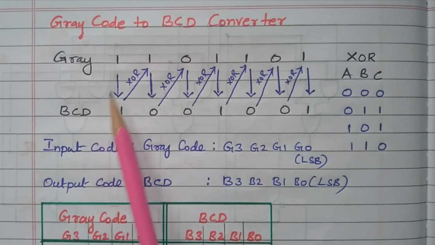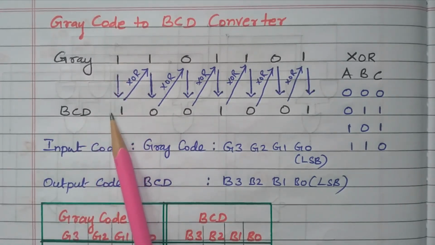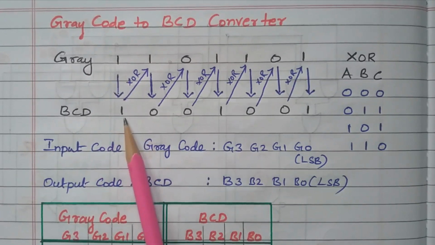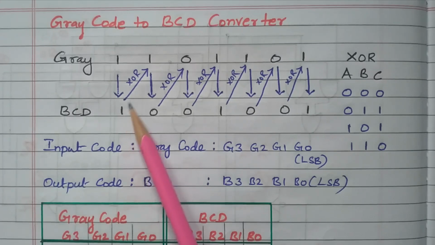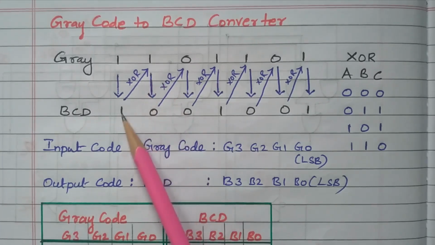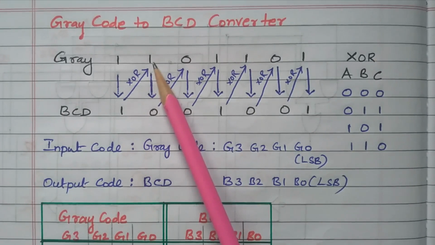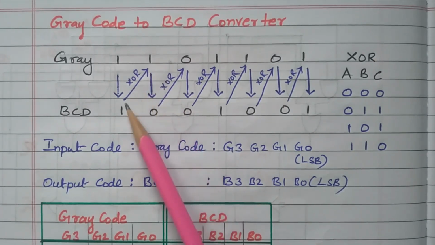What is the process? Write the first digit as it is. Then perform the XOR operation of this first digit with the second digit. See the arrow mark, this one and this one. We have to perform the XOR operation.